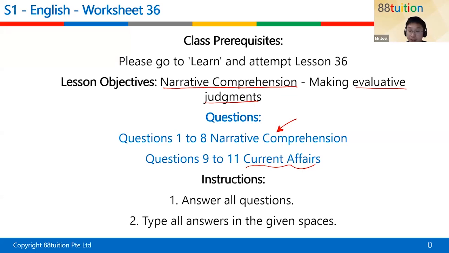In your PSLE, you probably had 2 questions that were inferential, maximum 2, for your comprehension part. For secondary school, you can be sure that out of at least 8 to 12 questions that they give you, around 4 or 5 need a little bit of inference at least. So that's what we're looking at today.